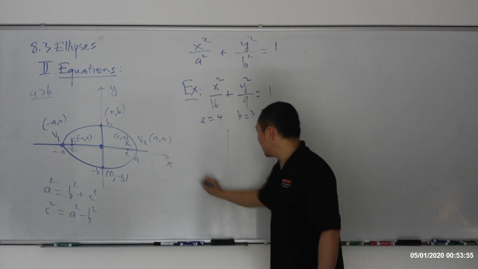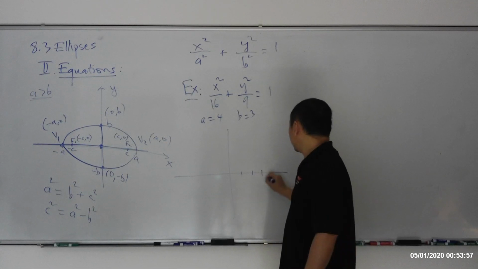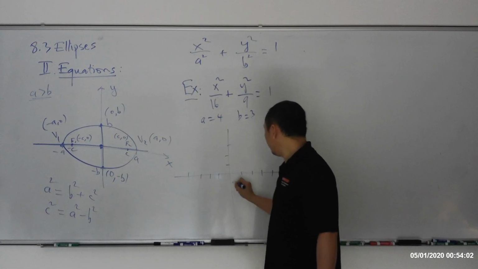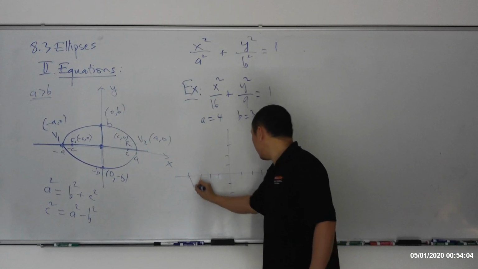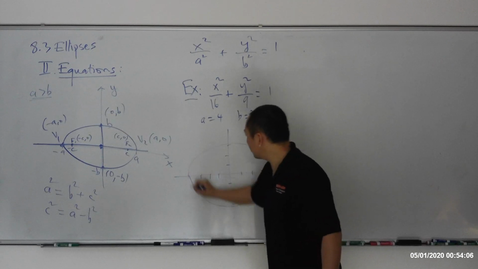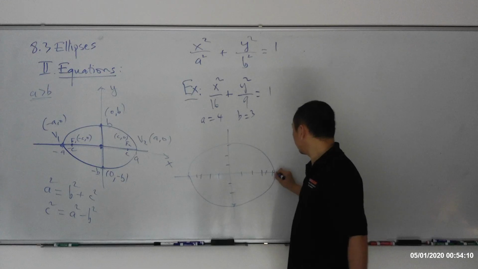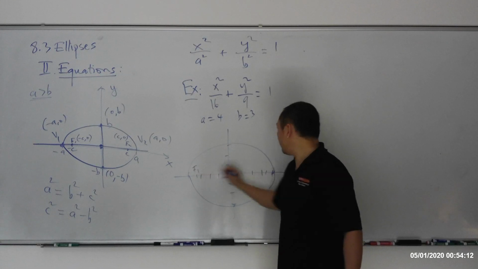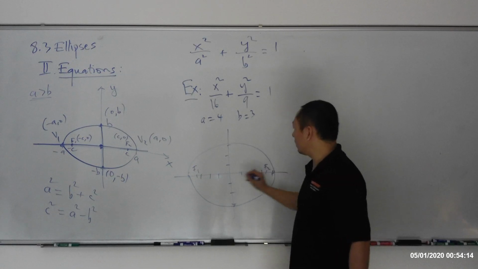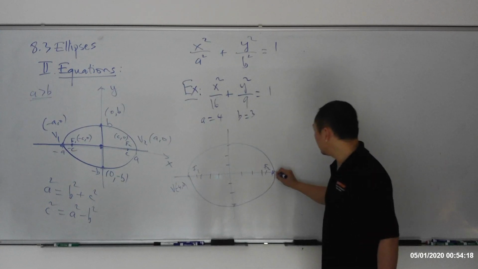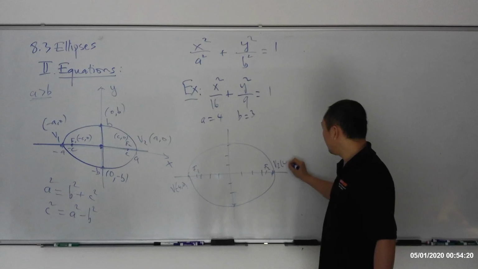So we want to sketch a graph. 1, 2, 3, 4, and 1, 2, 3, 4. 1, 2, 3 up, 1, 2, 3 down. The ellipse is going to be this way. The two foci are going to be on the left and the right. How do you find the two points F1 and F2? By the way, this is V1 at negative 4 comma 0, and V2 right here is at 4 comma 0.